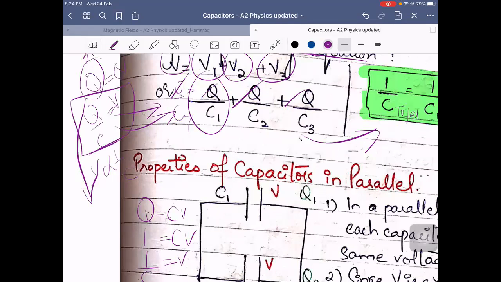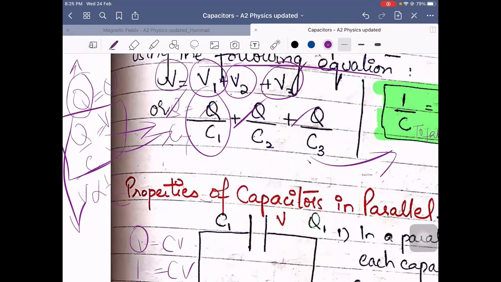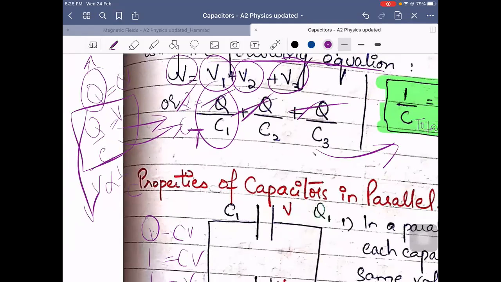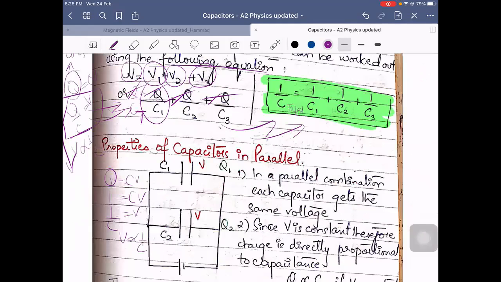So if you had to calculate the total capacitance, the charge stayed constant, right? All these Q's cancelled off with the one on the left hand side, thereby giving you the equation 1 upon C total is equal to 1 upon C1 plus 1 upon C2 plus 1 upon C3, right?